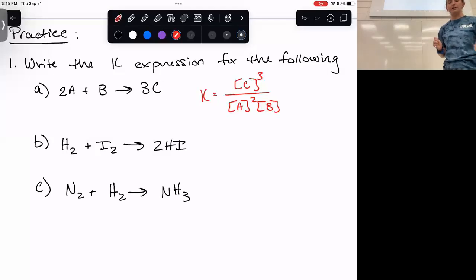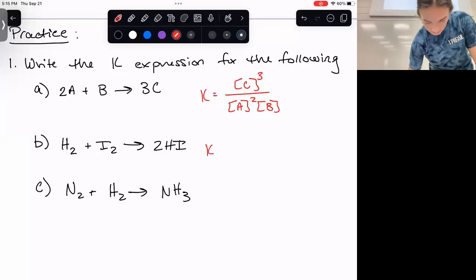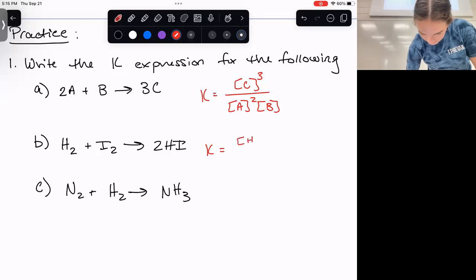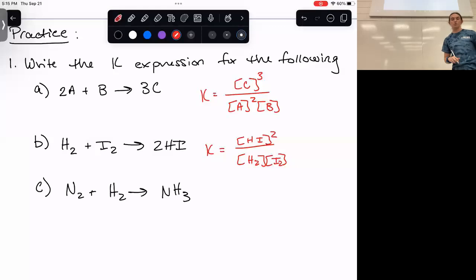Okay, so for letter B, what K do we have? What's on top? Awesome, right? Those are not going to be squared. So HI has a coefficient of 2 in front, so that's going to be to the power of 2. But H2 and I2, even though they're diatomic, that's just staying as a diatomic molecule.